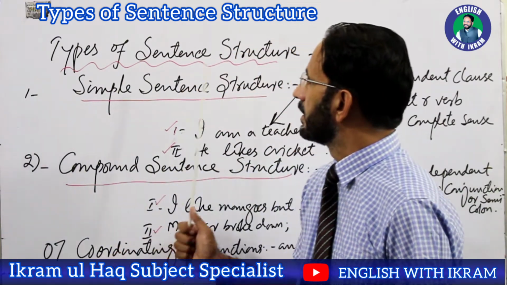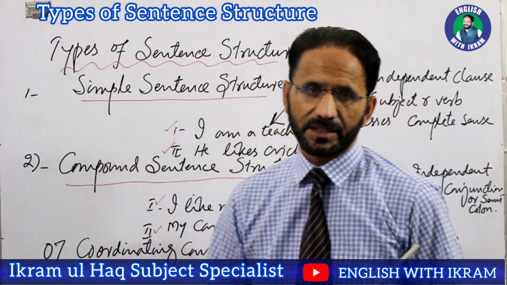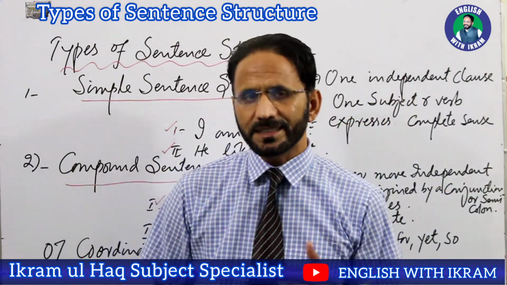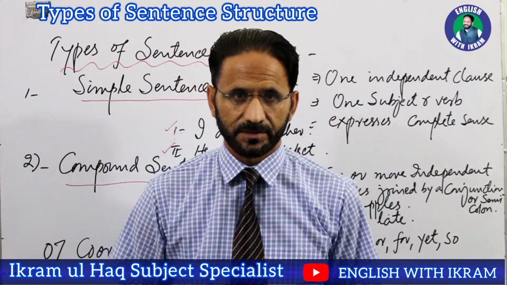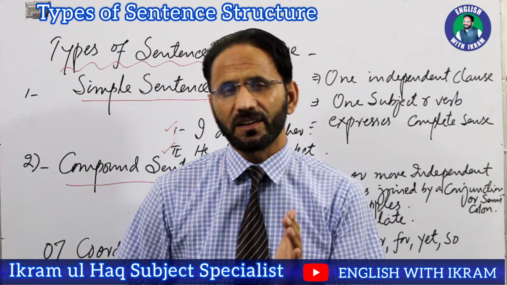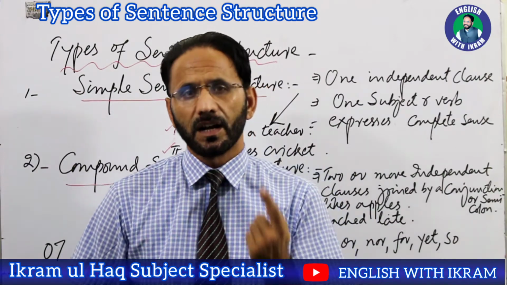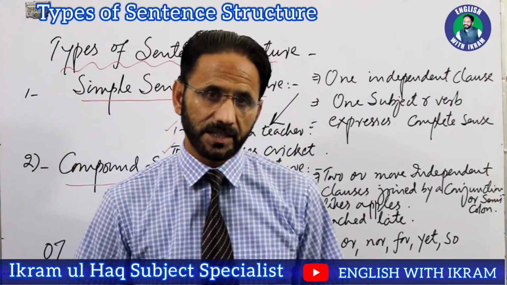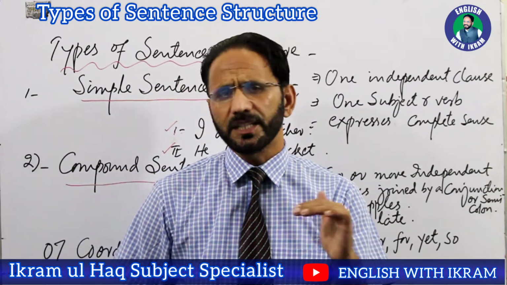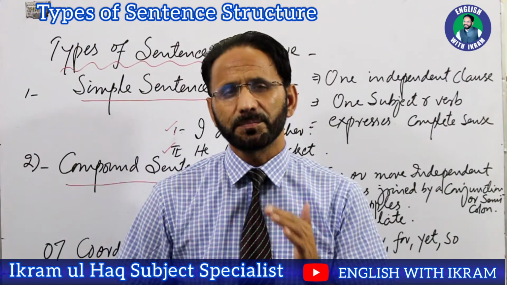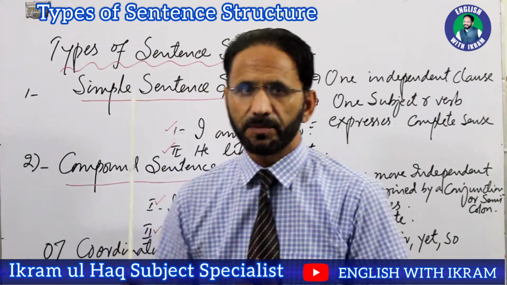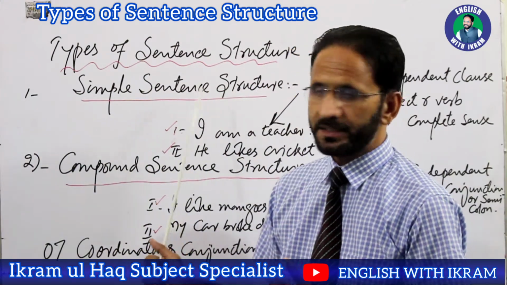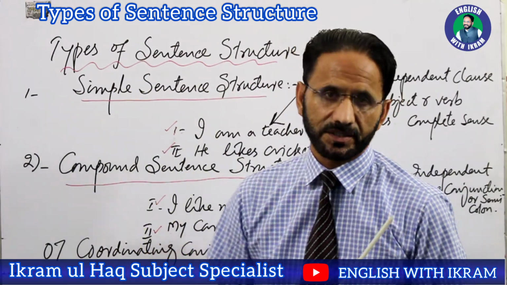Number 1 is simple sentence structure. Simple sentence structure consists of just one independent clause. And that independent clause carries at least one verb and a subject, and it gives a complete thought. That is simple structure, the first type of structure of sentence.